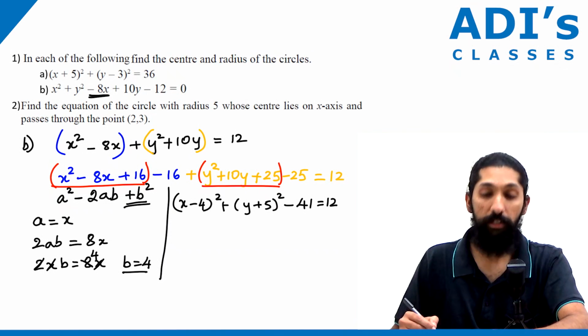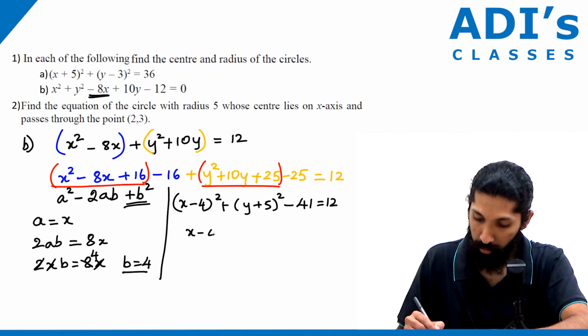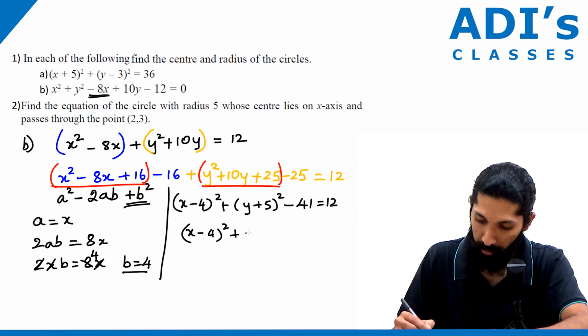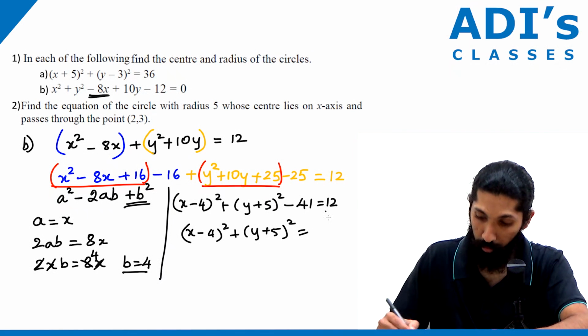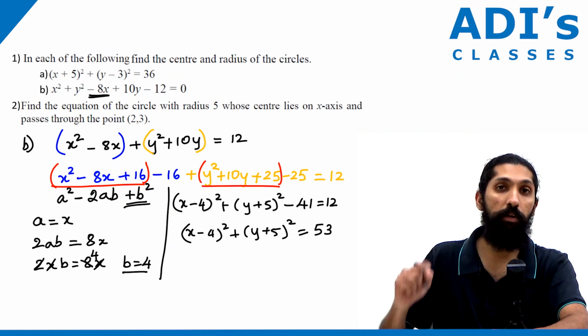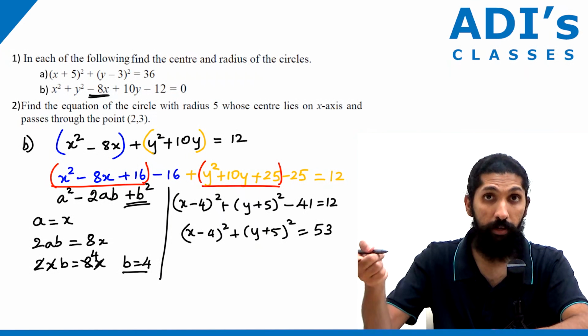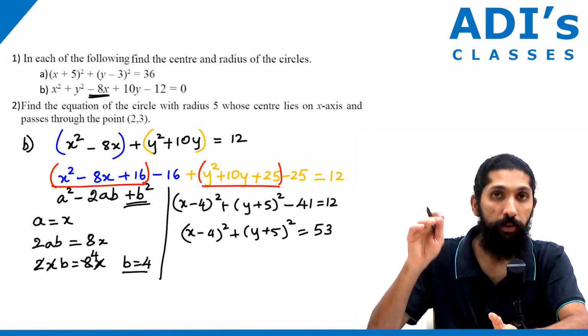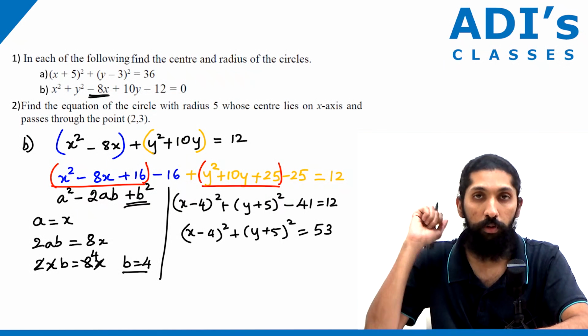What you get is (x minus 4) whole square plus (y plus 5) whole square is equal to, if you take it that side, 53. But remember, on the RHS, you should get r square, not just r. We can write this as root 53 whole square.